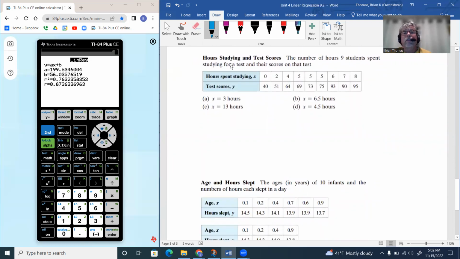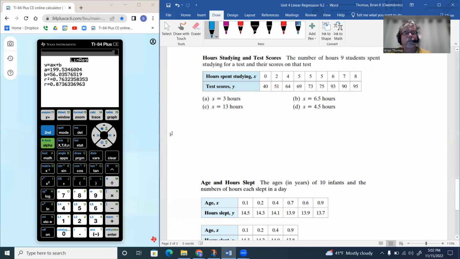So again, we have hours studying and test scores. The number of hours the students spent studying for a test and their scores on that test. So if you study 0 hours, your test score is 40. 2 hours, your test score is 51. So we kind of did this problem before. So what we're going to do is I'm going to pause the video and I'm going to put this data into the calculator, and we're going to go from there.